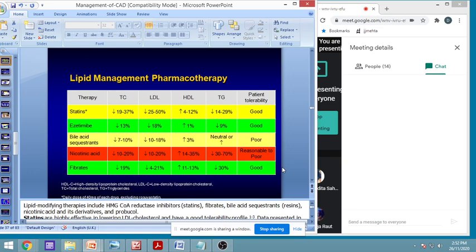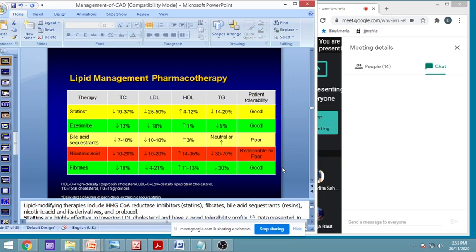Then another drug is known as ezetimibe. Ezetimibe causes 13% lower triglyceride, 18% lower LDL, a 1% increase in HDL, and a 9% reduction in triglyceride, having good acceptability.